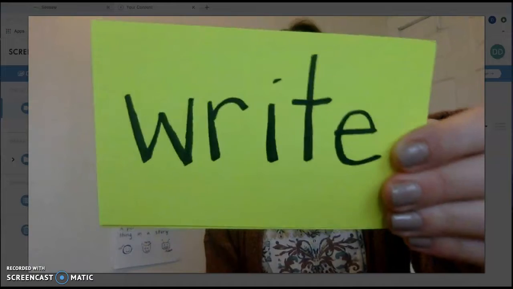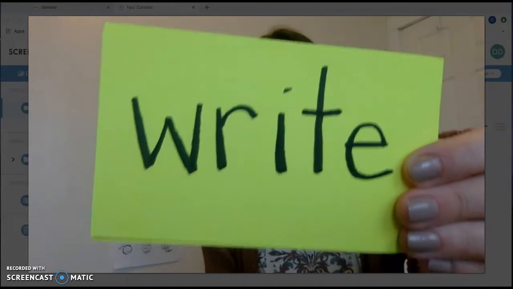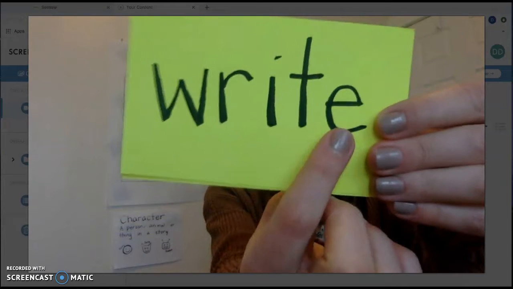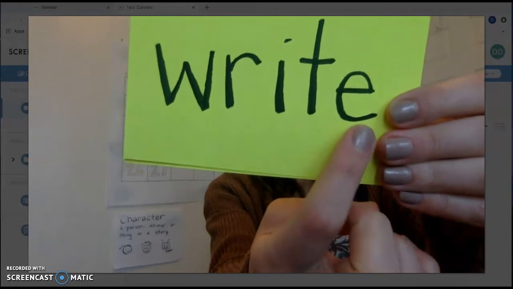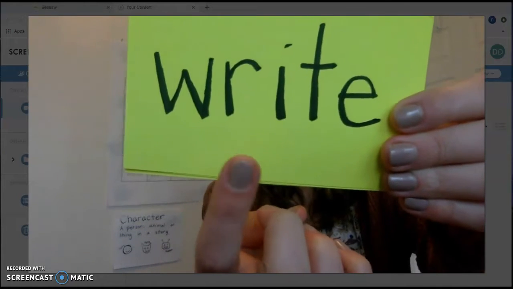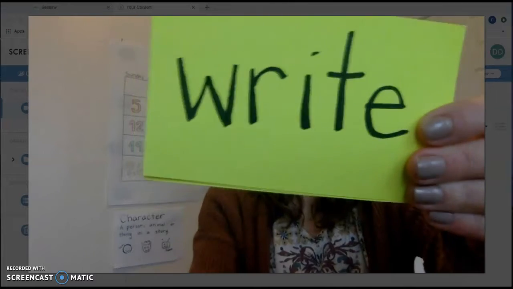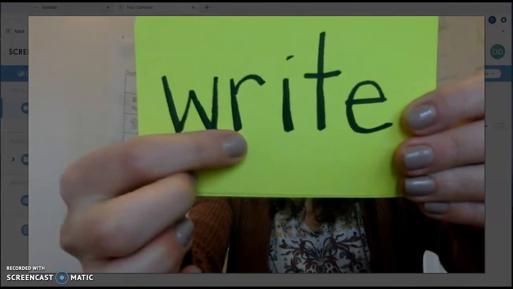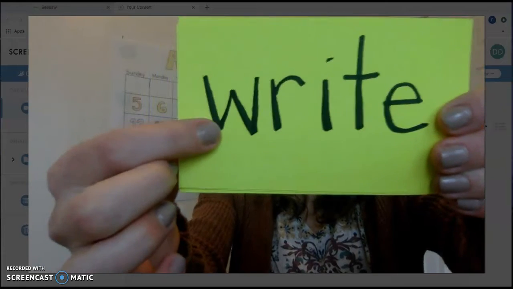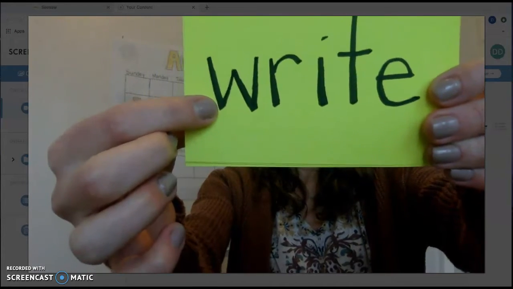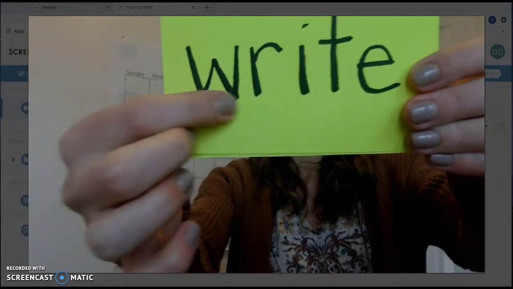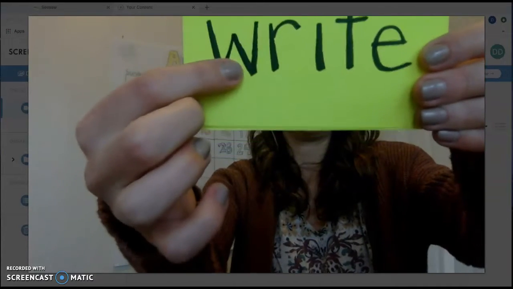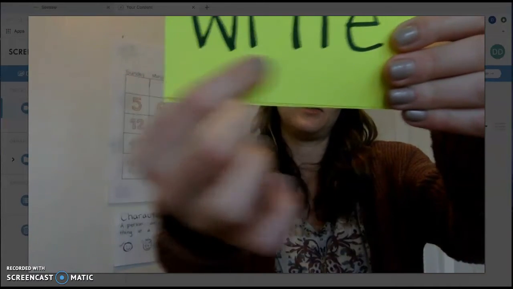W-R-I-T-E. Do you notice anything special about this sight word? This sight word also has a magic E, so I know it's going to be silent until the other vowel is around to say its long sound, or its name. I also see another blend. This is W-R. When you see W-R together, the R does the talking. So we don't pronounce the W. So we just say right, right.